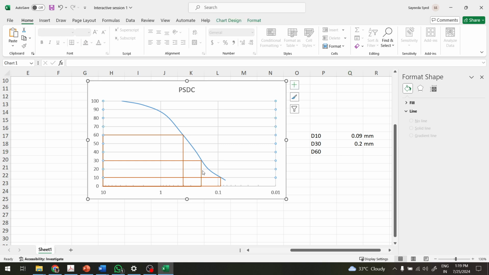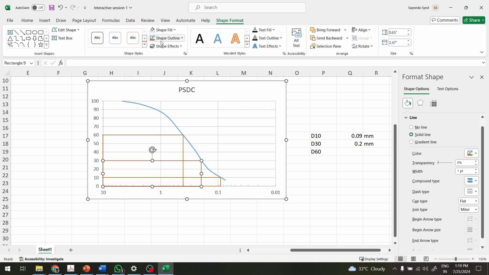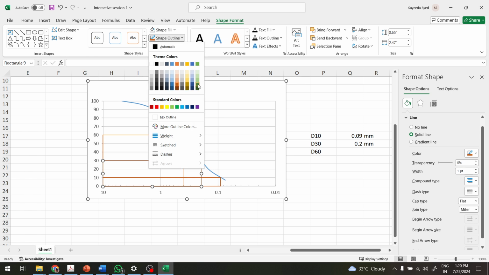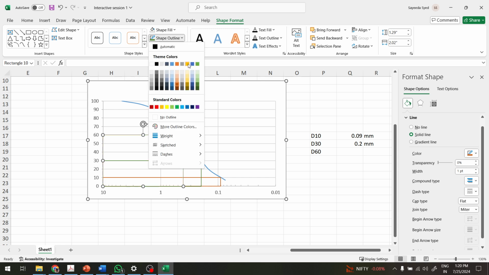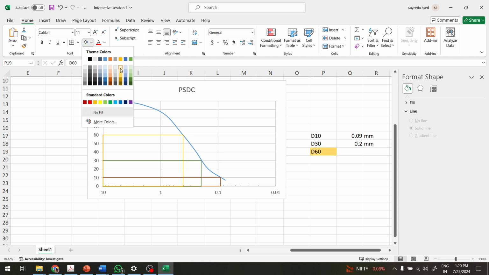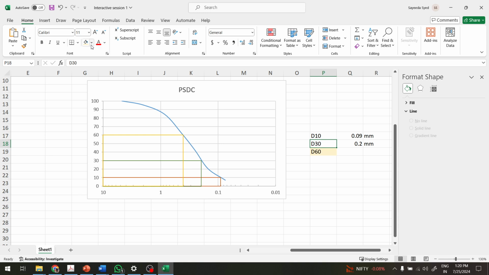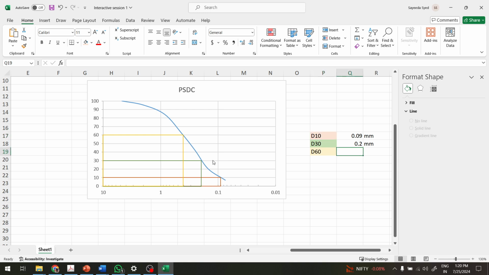So let me do one thing so that you have a better representation. Let me change the color. Let this be green. Let this be yellow. And then let's give these the same colors. This is green. This is orange. Okay. So D60 is 0.1, 0.2, 0.3, 0.4. 0.4 mm.